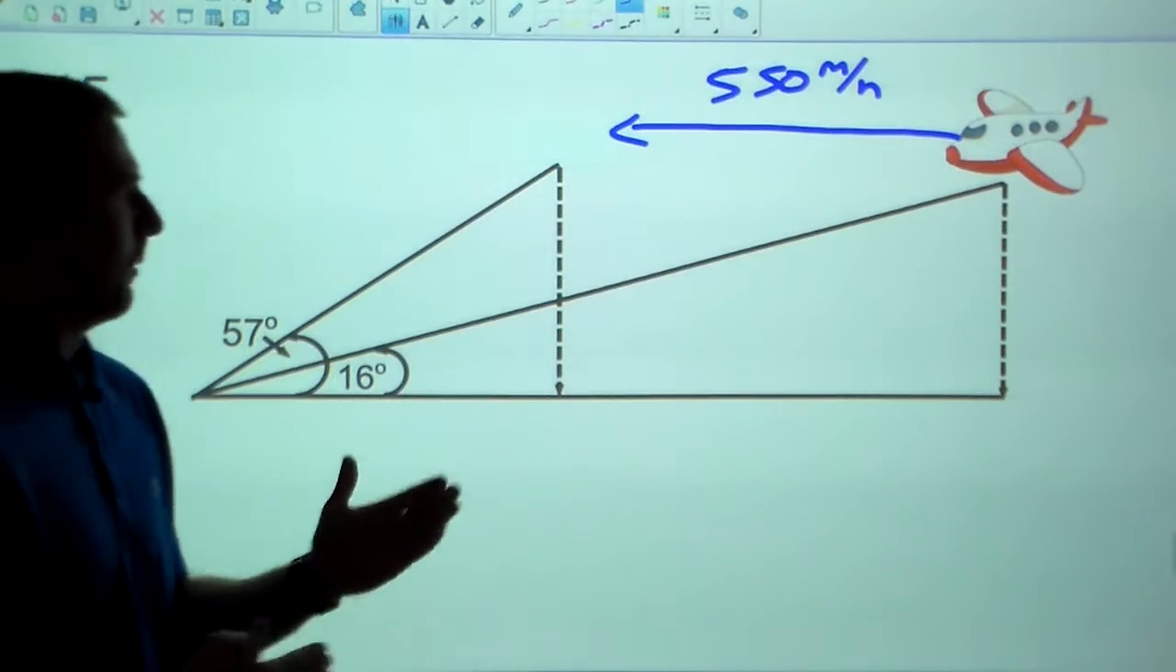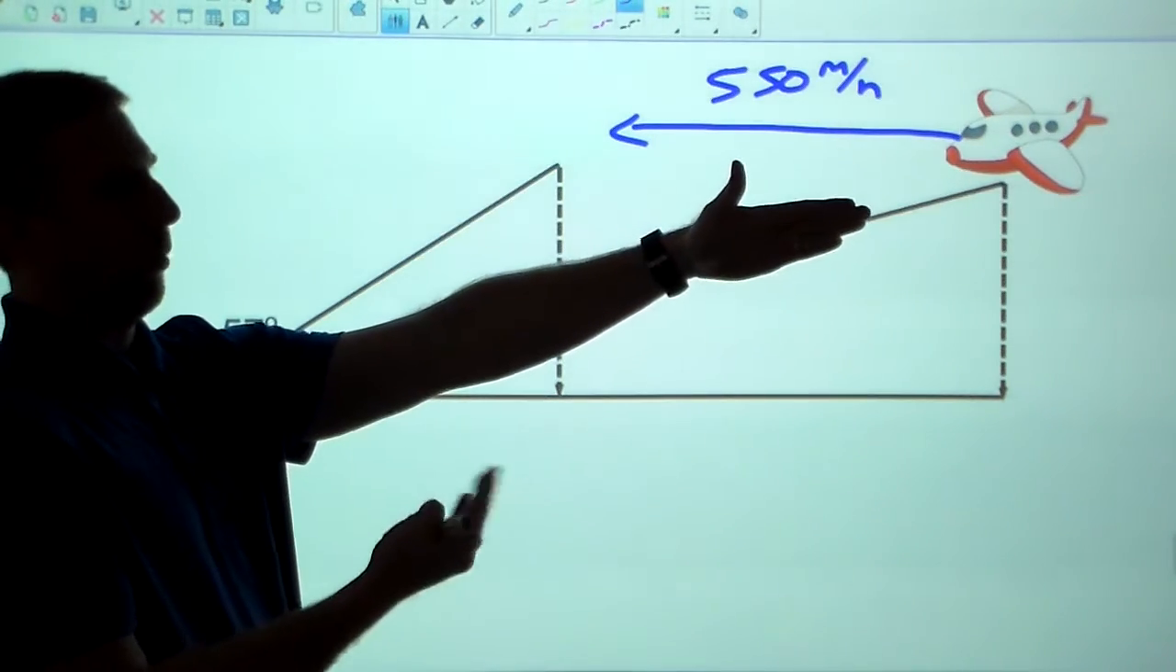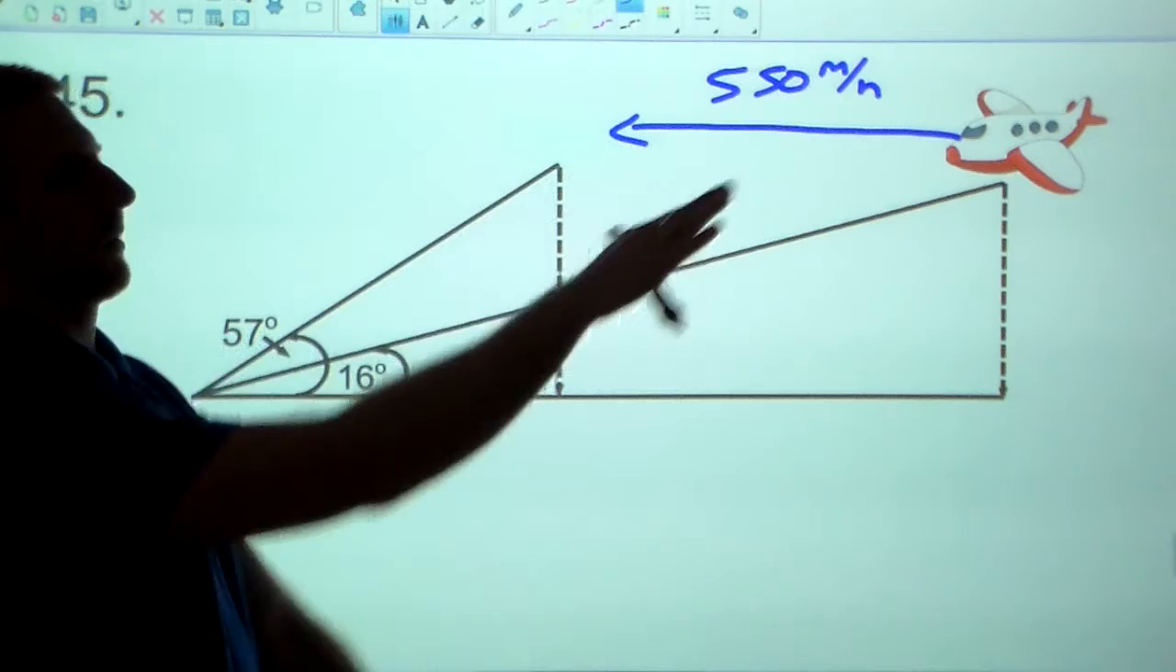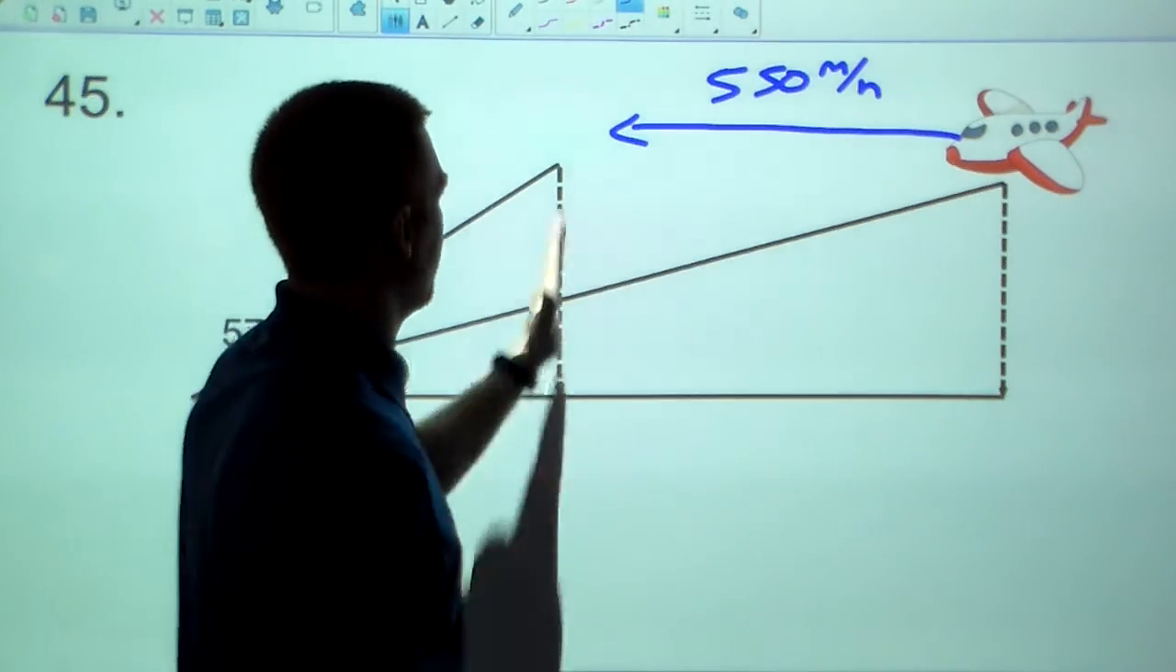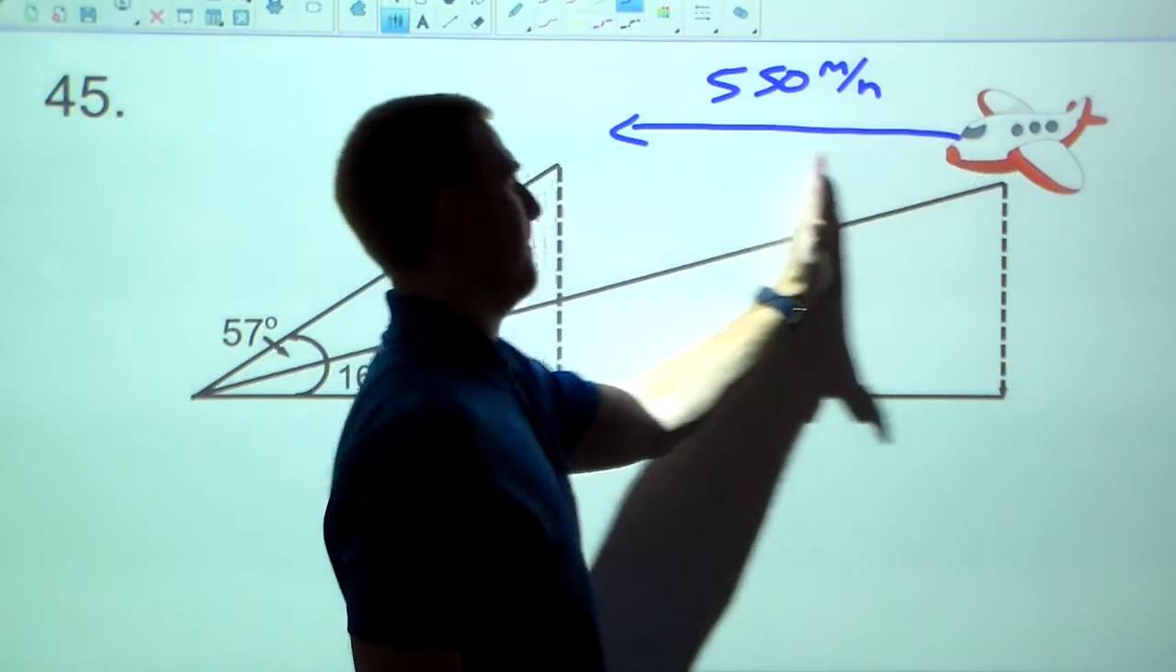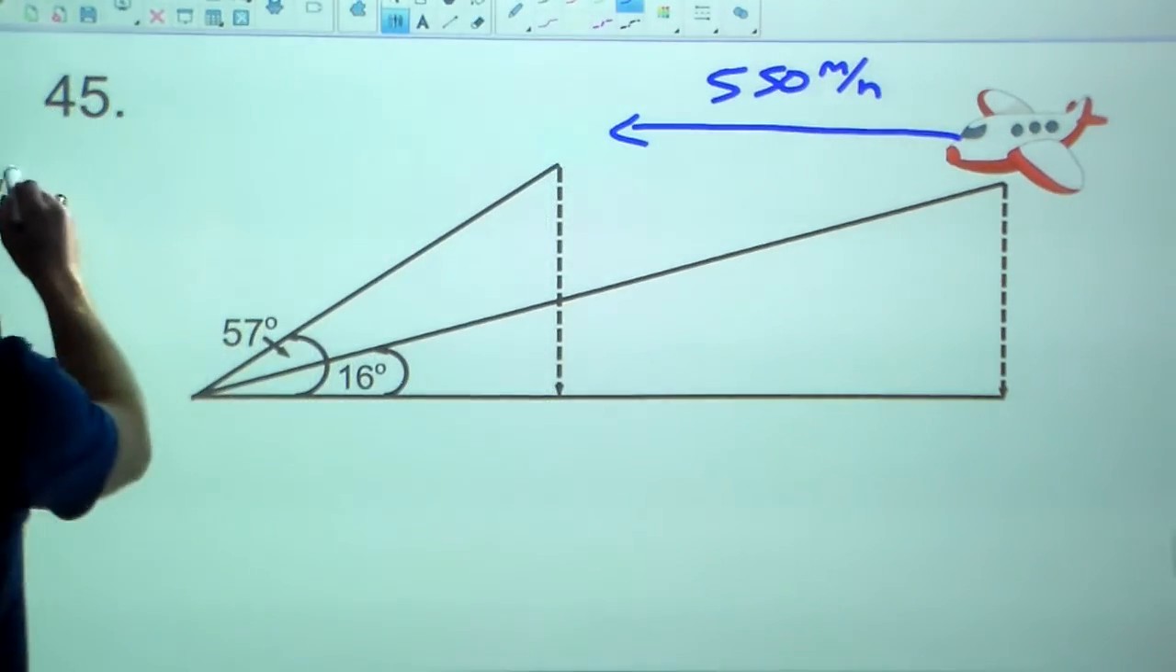We take a measurement at one point, and a minute later we take another measurement, so it's closer to being overhead at that point. If you think about that, we can figure out exactly how far it traveled in 1 minute. So that's kind of where I would start.